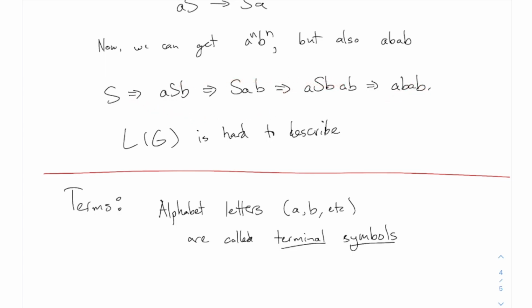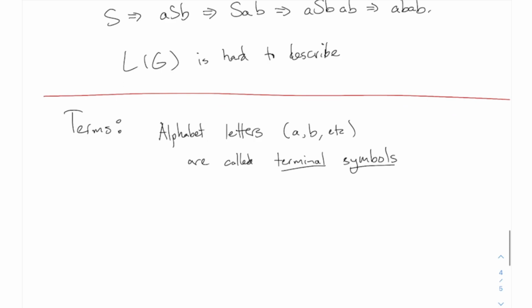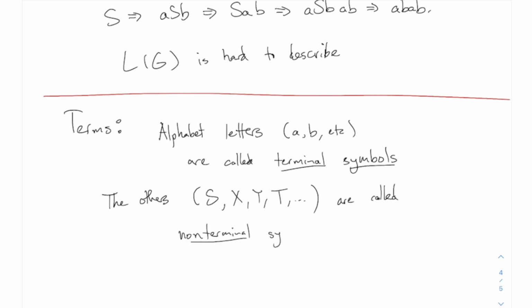And for instance, the big S is not meant to go at the end. If you still have a big S, that means you're not done yet. The big S is not allowed on the end. Those are called the non-terminal symbols. The others, in this class, I'm always going to use capital letters for. So usually they're like S, maybe X, Y, sometimes T, whatever. Just for convenience, the convention is that the terminal symbols are lowercase and the non-terminal symbols are uppercase. So these are called non-terminal symbols.